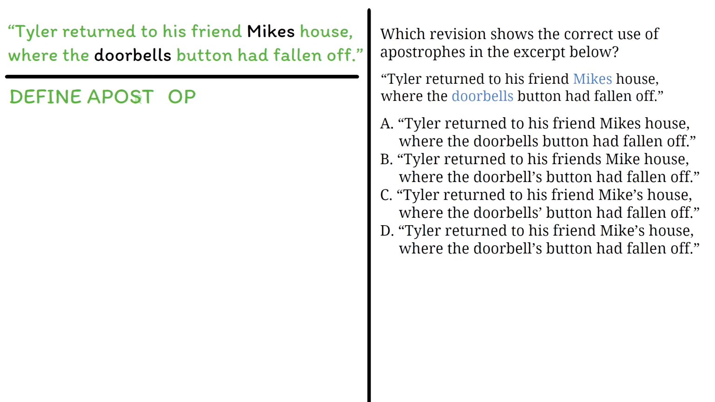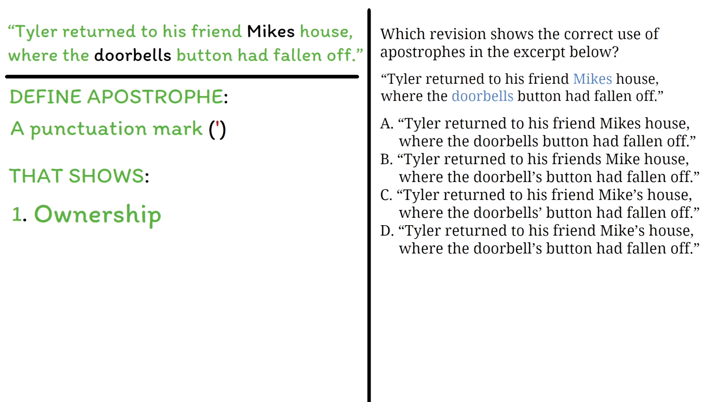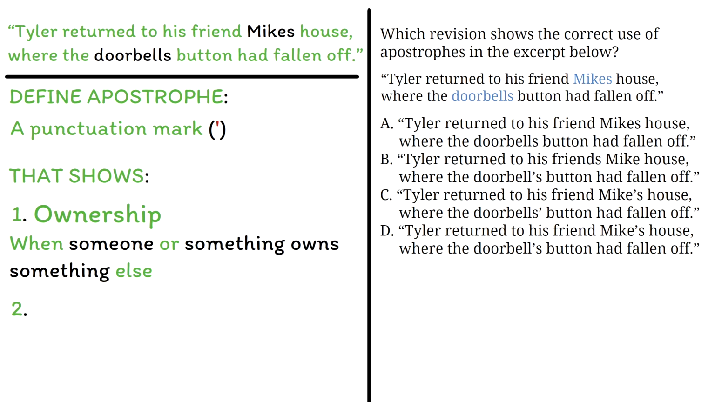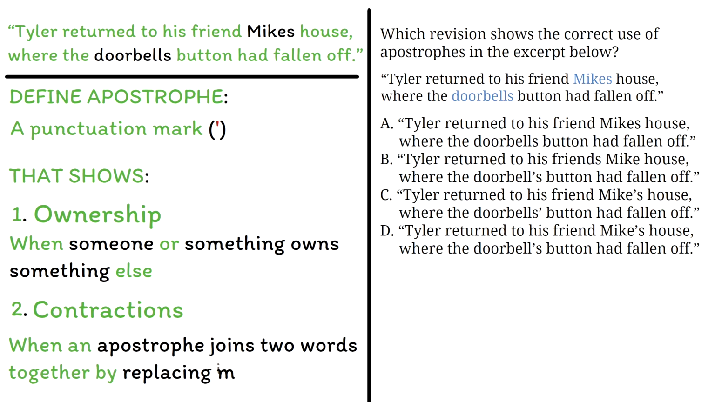Now let's define apostrophe. An apostrophe is a small punctuation mark that shows two main things. 1. Ownership. This is when someone or something owns something else. 2. Contractions. This is when an apostrophe joins two words together by replacing missing letters. So in this question, we'll be using apostrophes that show possession, how a noun owns or is connected to something else.